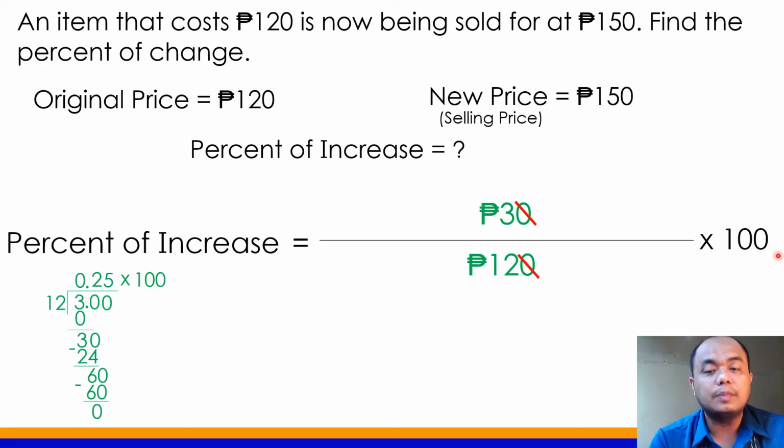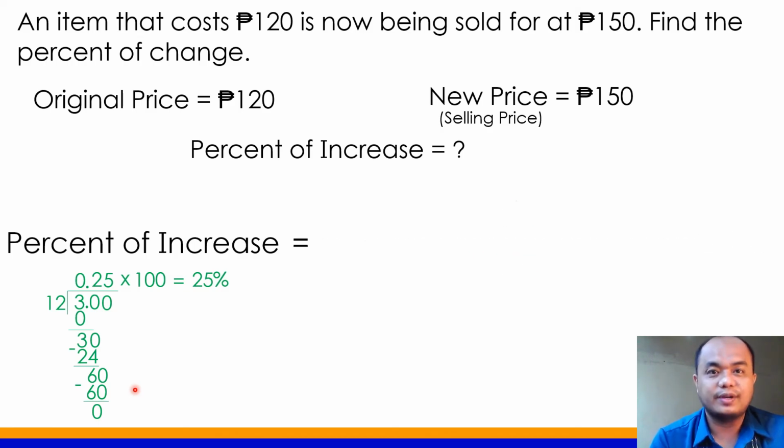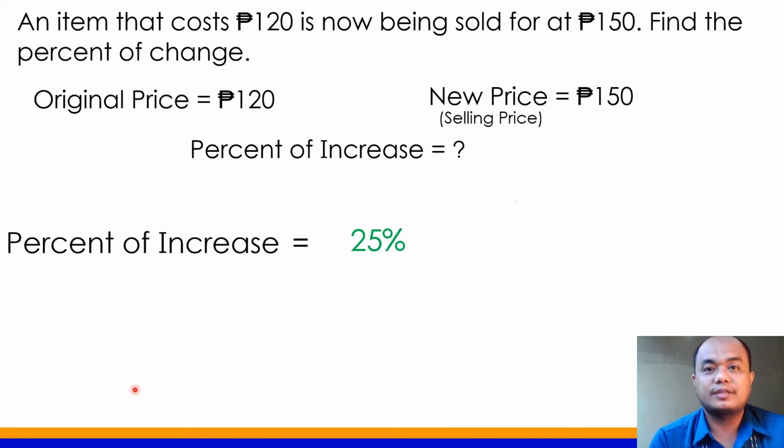And of course, we will multiply that to 100 para makuha na ang percent of increase. So, yung shortcut na lang, class, move 2 decimal places to the right. Yung 0.25 na yan ay magiging 25%. Okay? So, ang ibig sabihin, yung percent of increase natin dito ay 25%. So, yung 25% ay ang na-increase na amount, no? Bago ibenta muli ang item. Yung 30 pesos na idinagdag, ang equivalent niyan ay 25%.